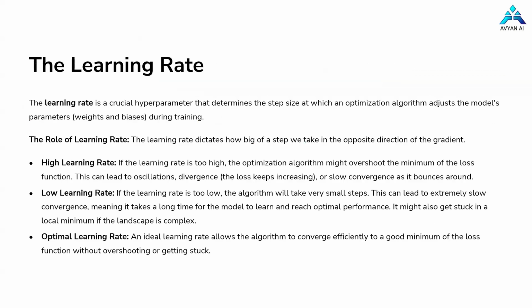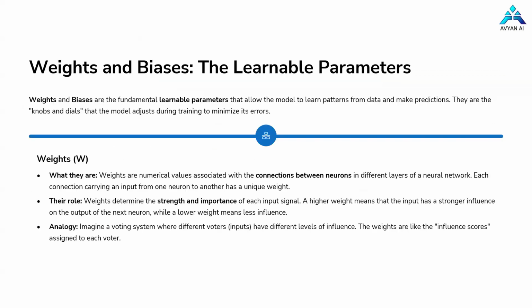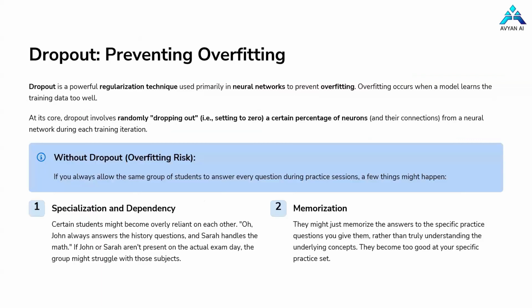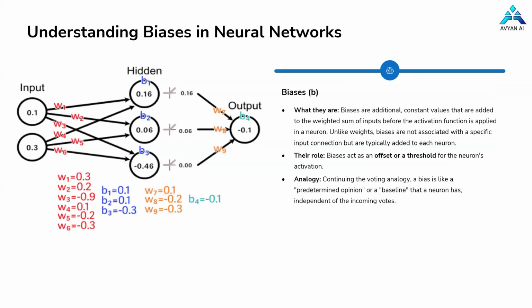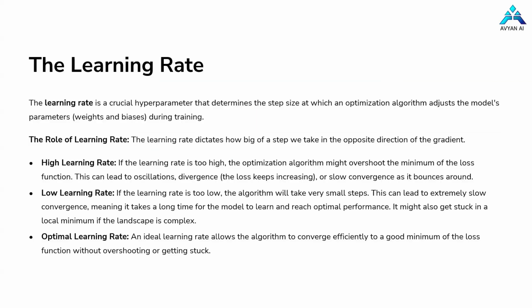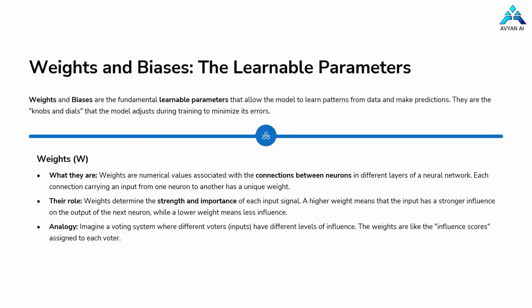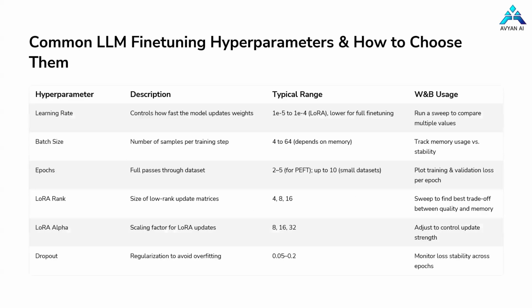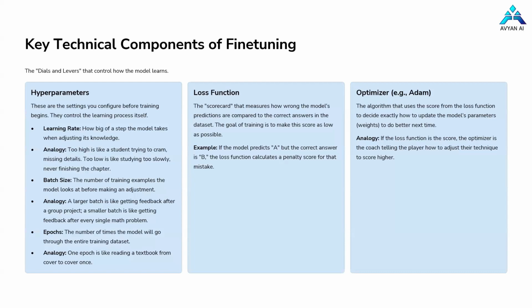And the learning rate would influence these weights and biases. So another important thing is epochs. So that is the learning rate. So next is batch size.